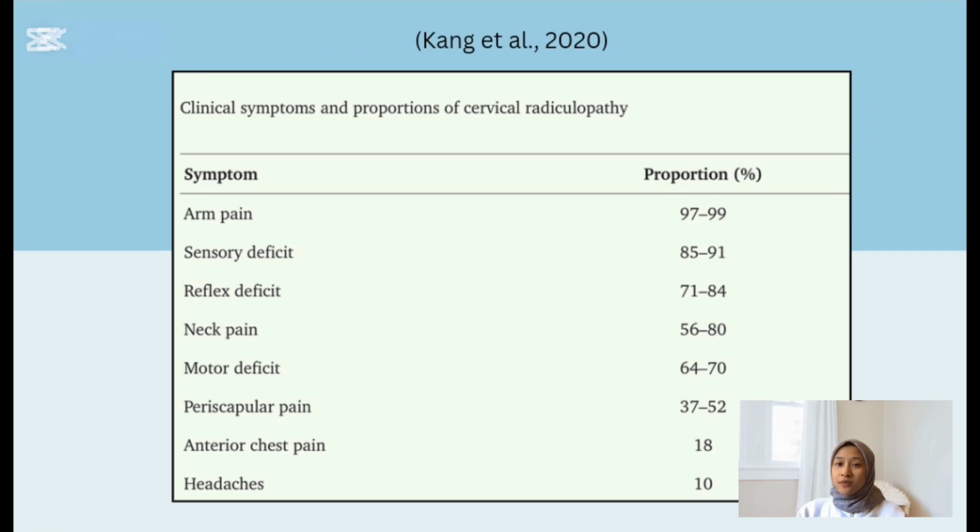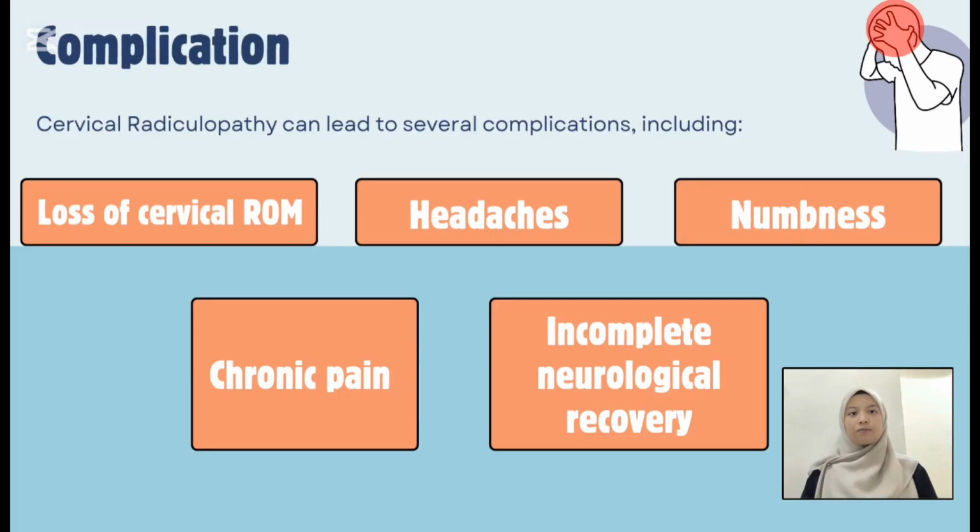In summary, the most common symptom is arm pain, which occurs in 97 to 99% of patients, followed by sensory deficit and reflex deficit. Other frequent symptoms include neck pain, which is reported in 56 to 80% of cases, and motor deficit like muscle weakness. Less common symptoms are periscapular pain, anterior chest pain, and headache, which is seen in only 10% of cases.